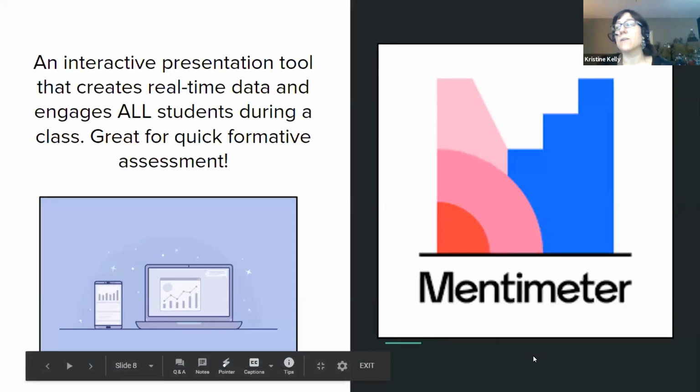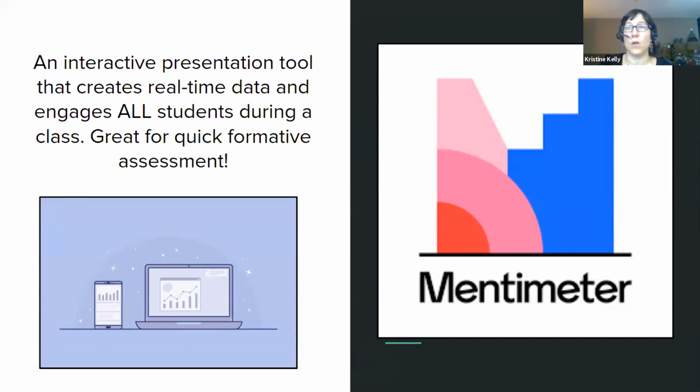So Mentimeter, and all these tools are free. This is an interactive presentation tool. And the great thing about it is you get real-time data and you can actually share your screen. This is a great tool. You can use it face-to-face as well and put it up on a smartboard, for example. And students get to see how the class is responding to whatever they're responding to. And it engages all students during a class.